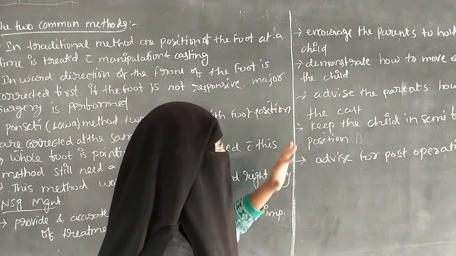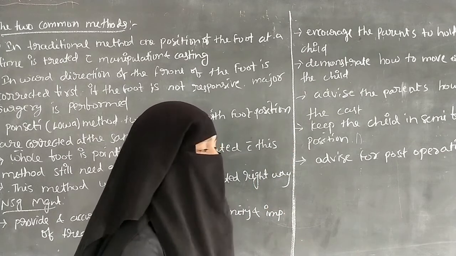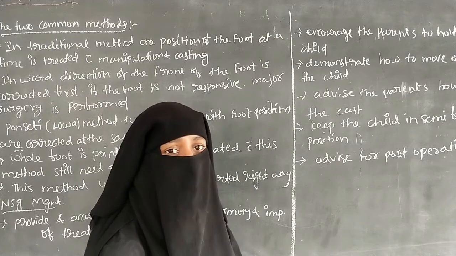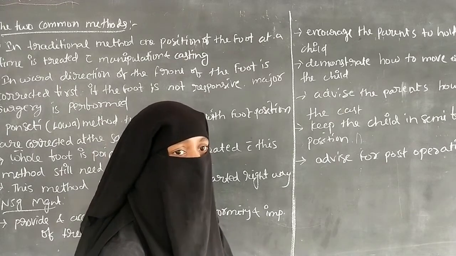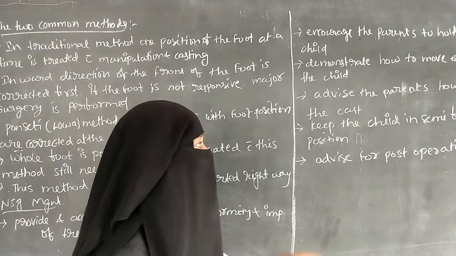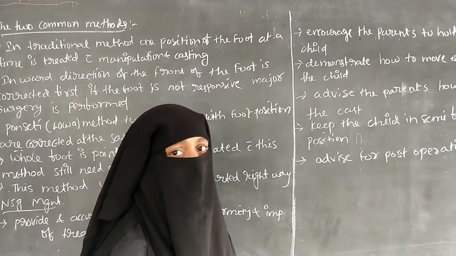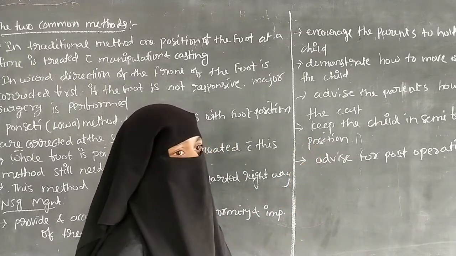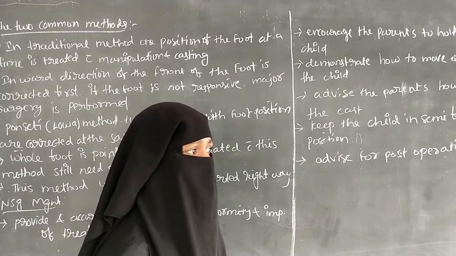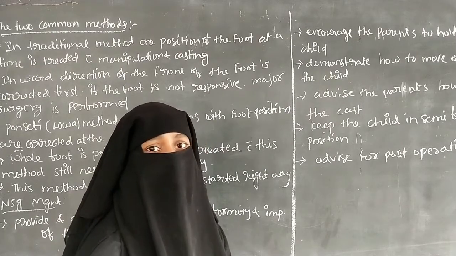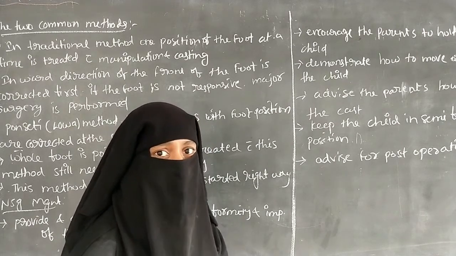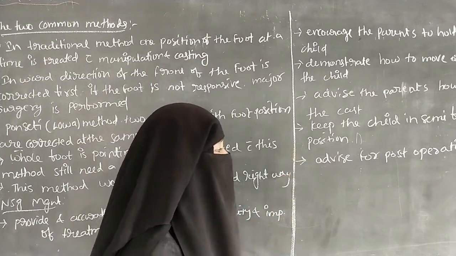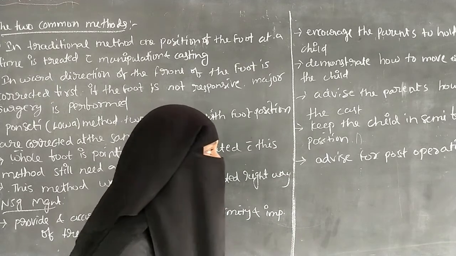And next is advise the parents how to use the cast. The cast can be used to support the affected limb. The nurse has to educate the parents about how it should be used and what care has to be taken during casting. Next is keep the child in the semi-Fowler's position. In the semi-Fowler's position, the head end of the bed is elevated up to a 45 degree angle. So it is called the semi-Fowler's position.